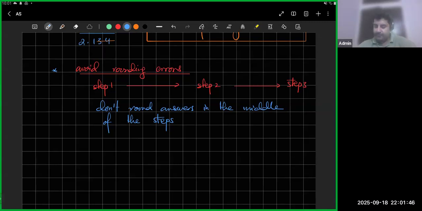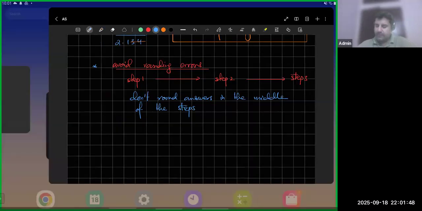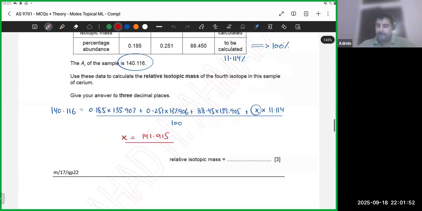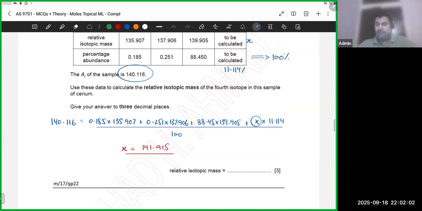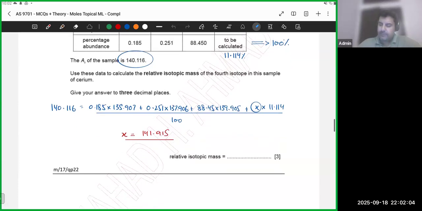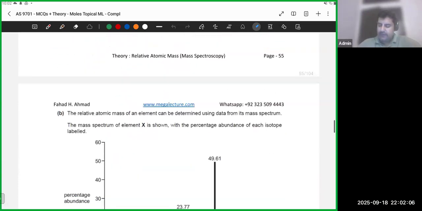Okay, that's done. So going back to our question, we got this, okay? And in this case he told us that it should be 3 decimal places, right? That my answer should be 3 decimal places. So we'll be using that. And so moving on to the next one.